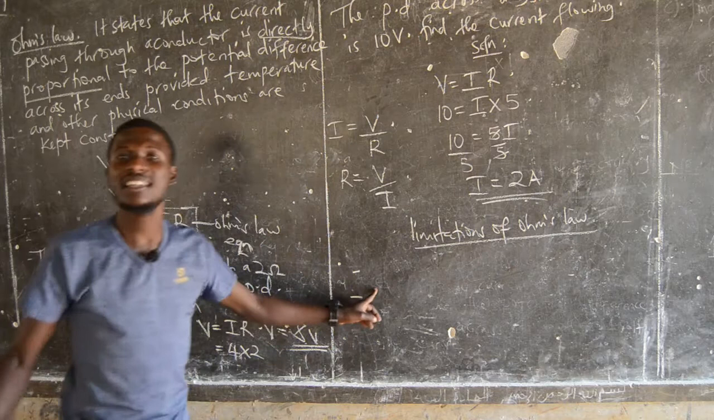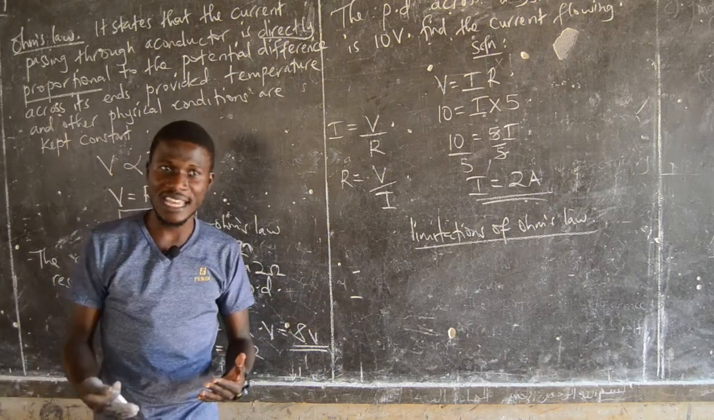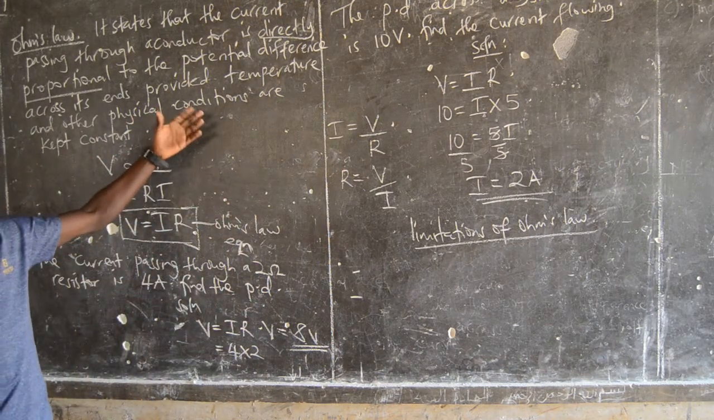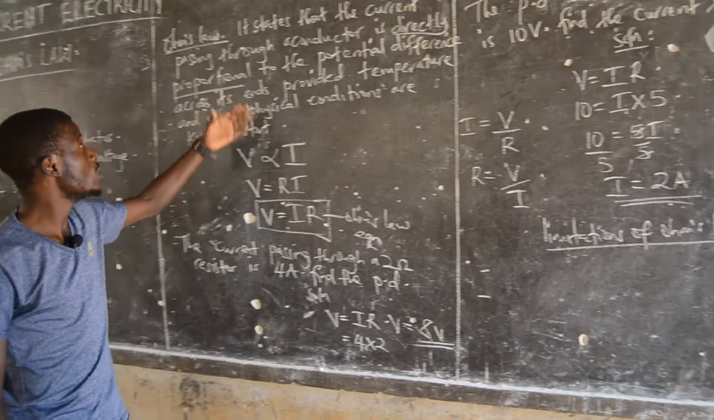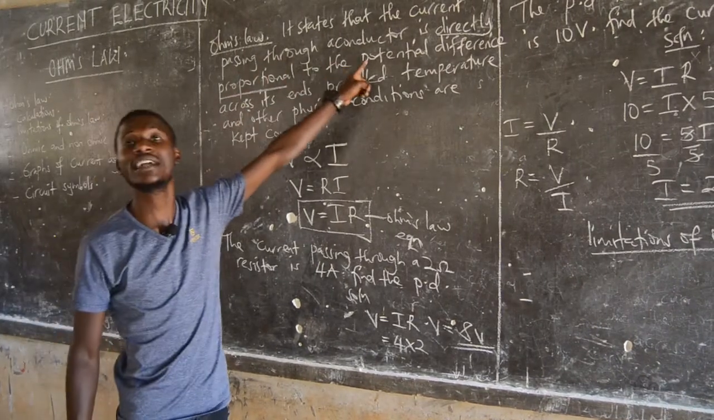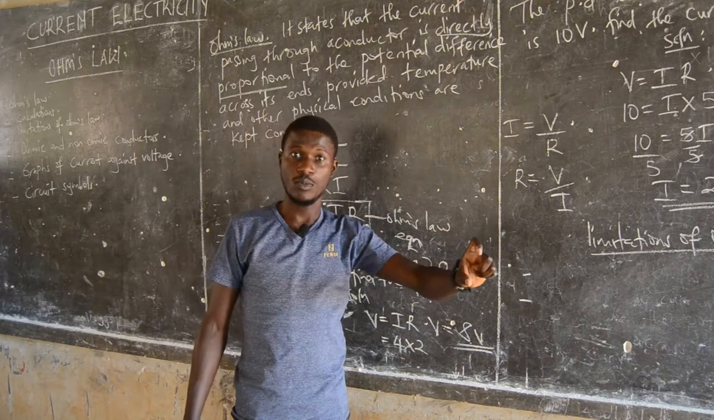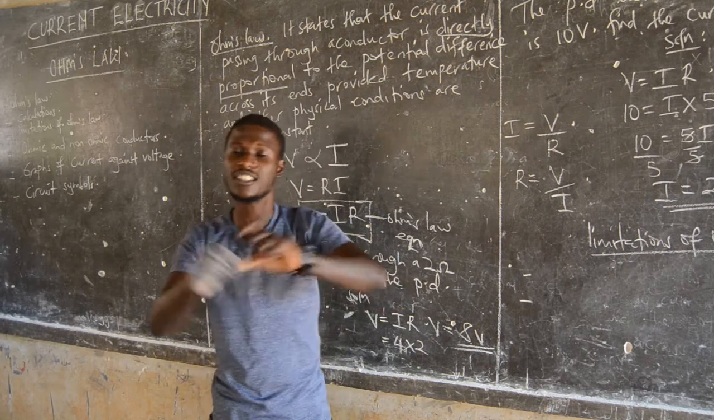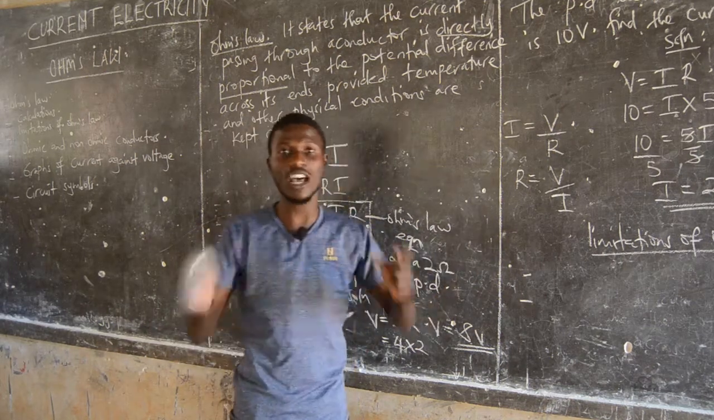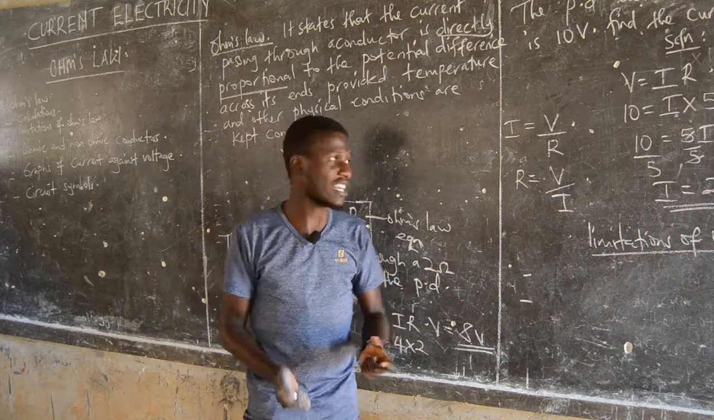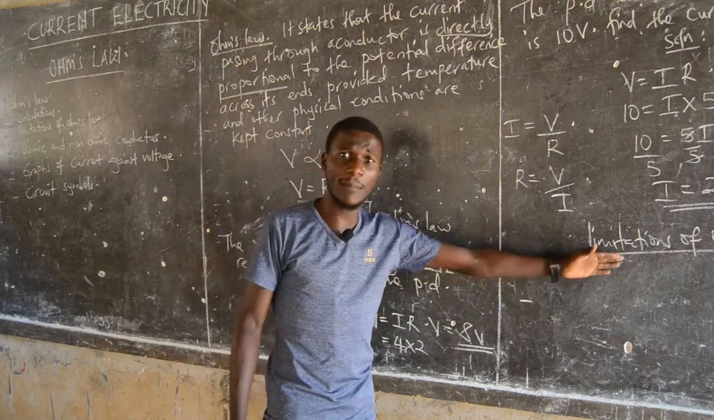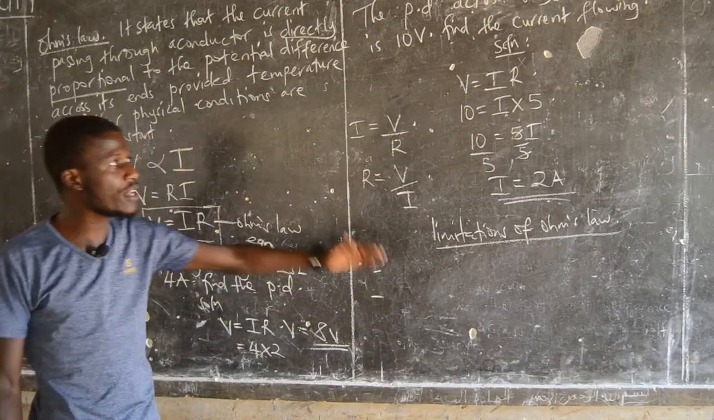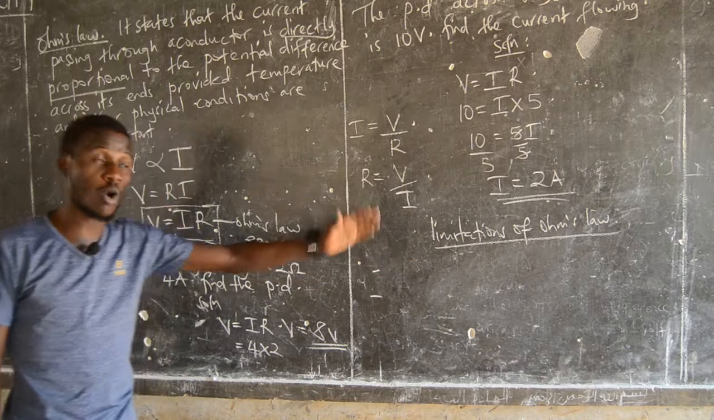That's one limitation. Then another limitation, you can say that it only applies to metals. It does not apply to certain materials. That's why they have said passing through a conductor. Remember, all pure metals are conductors. What if they are semiconductors? That means to semiconductors, the law does not apply. It must apply to conductors. So the limitation I can give you there, it only applies to metals, but not non-metals, and it is only applicable when the temperature and other physical conditions are constant.